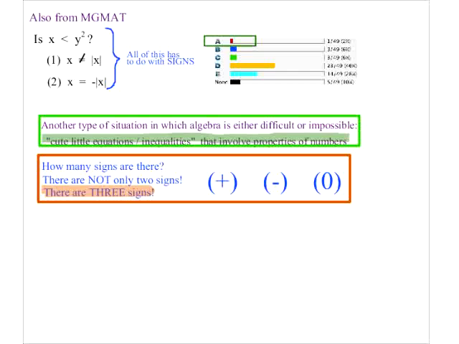So, statement 1 is absolute value not equal to the original number. So, I gotta put the slash through the equal sign, so that'll happen here in a sec. This is statement 1.